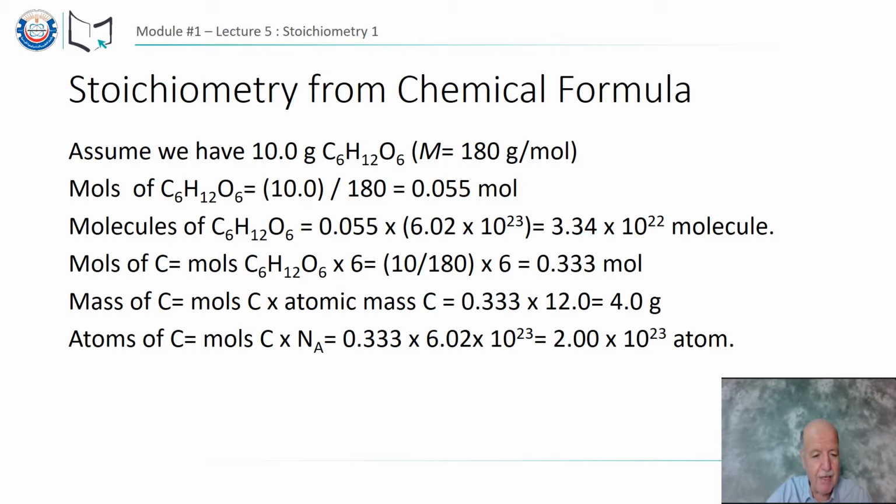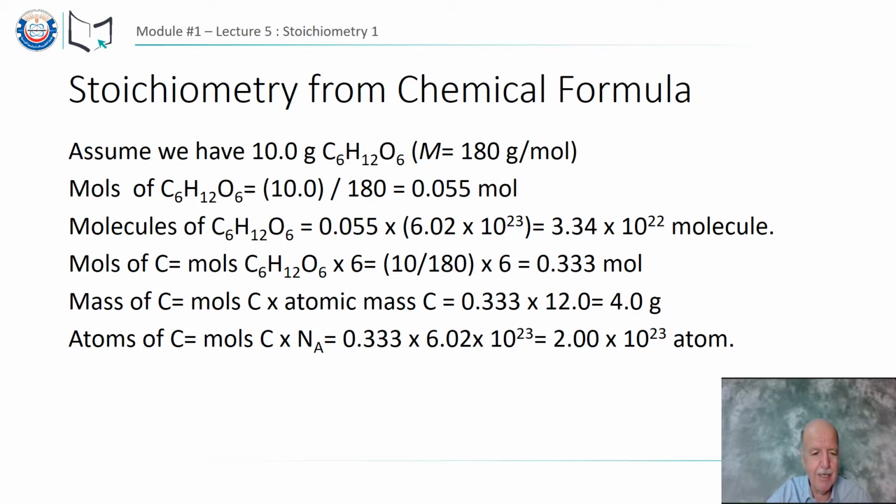Okay. Mass of carbon, okay? One step, multiply the moles by the atomic mass. It means that 10 grams glucose contains 4 grams carbon. I can also say the percentage of carbon in glucose. 4 over 10 multiplied by 100, it will be 40%. It will be what? 40%.